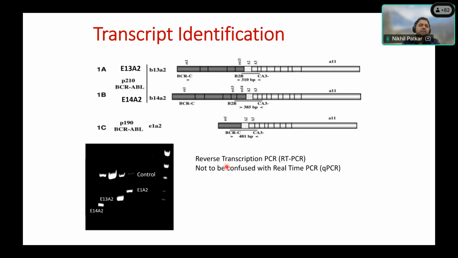So this is an example of transcript identification in a newly diagnosed patient of CML. You can see here that if you do these real-time PCRs, you get amplicons of a different length.